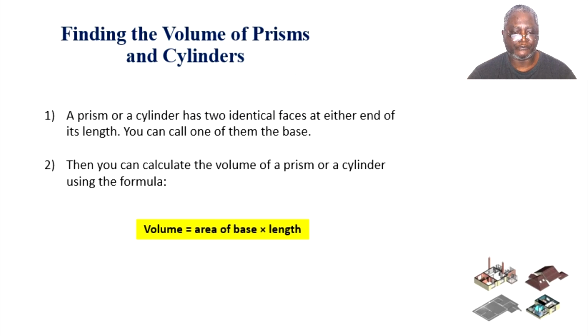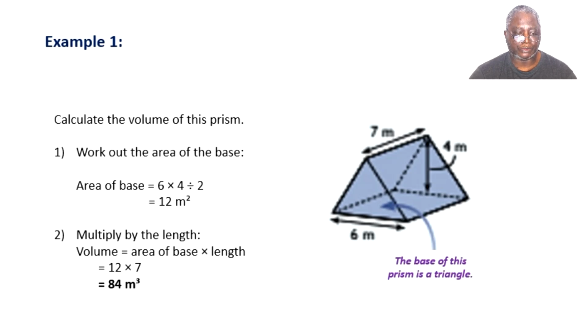Finding the volumes of prisms and cylinders. A prism or a cylinder has 2 identical faces at either end of its length. You can call one of them the base. This is crucial. As soon as you hear the word prism, think about both ends as being equal. And if you know your formulas, then you can work on it. Secondly, you can calculate the volume of a prism or a cylinder using the formula: volume is equal to area of base times length.